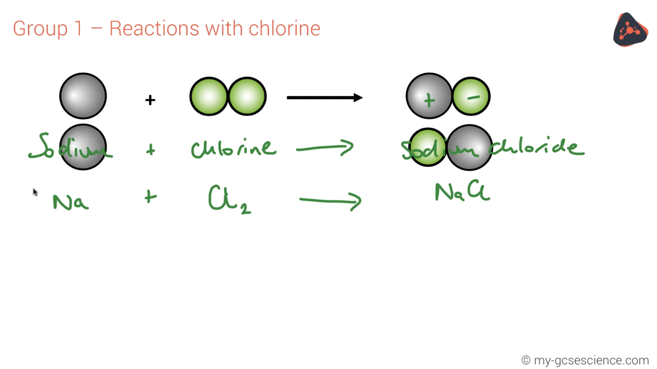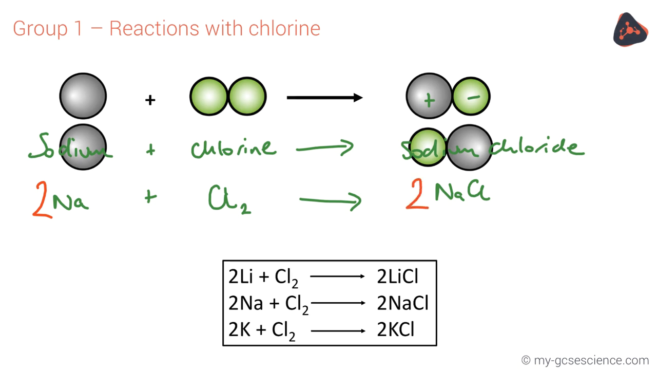This means that in our balanced equation, we have 2 sodiums, 1 chlorine, and 2 sodium chloride molecules. These would be the balanced equations for all 3 of the group 1 metals. Have a look and see that all of the equations have exactly the same structure. The metal times 2 reacts with the molecule of chlorine to make 2 of the compound lithium chloride, sodium chloride, or potassium chloride.